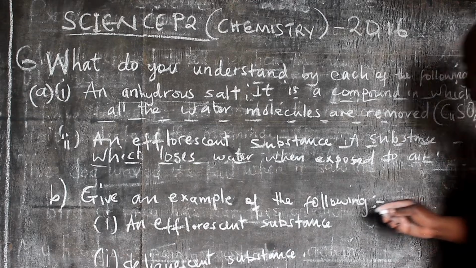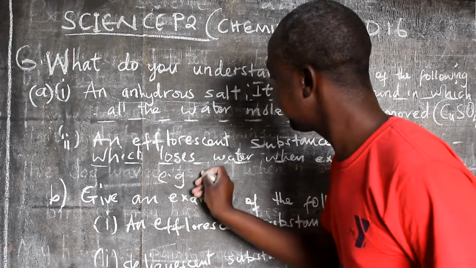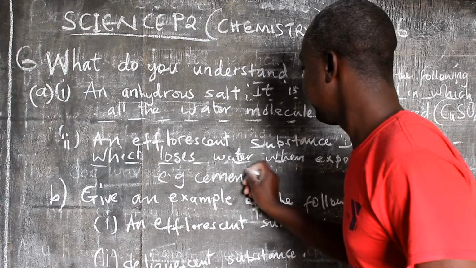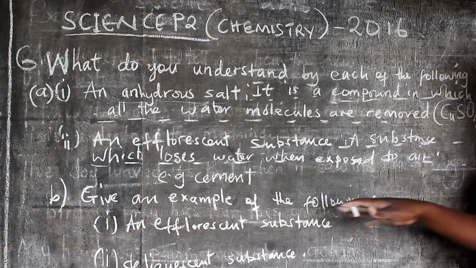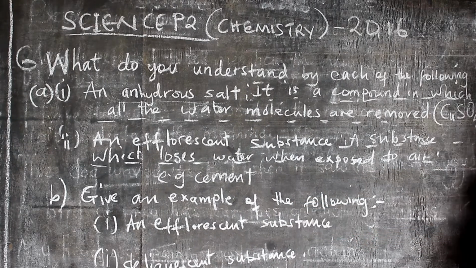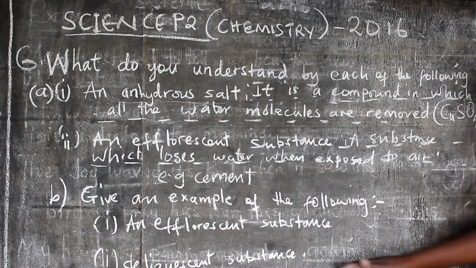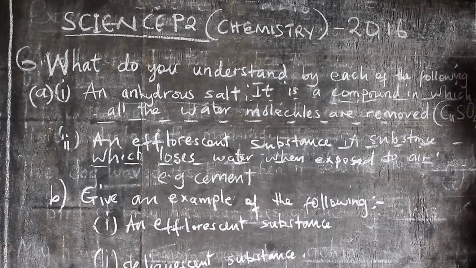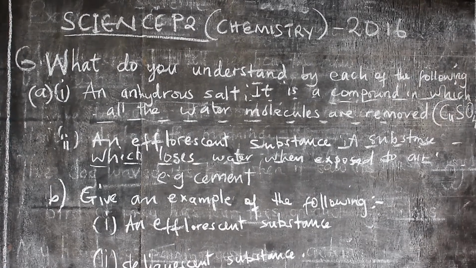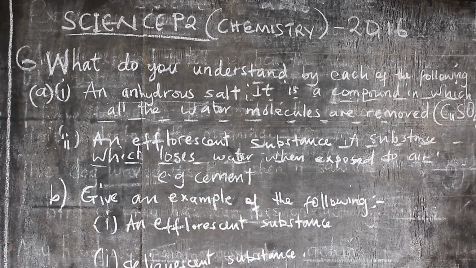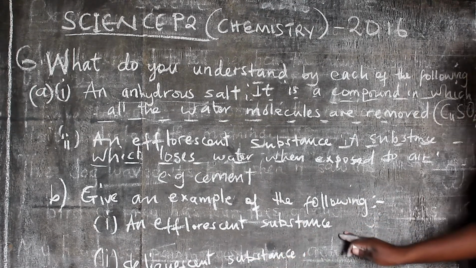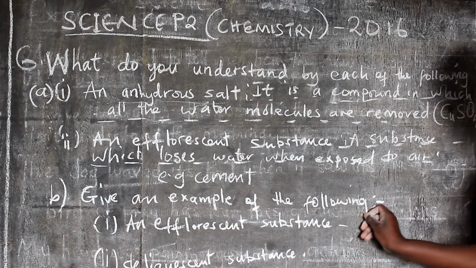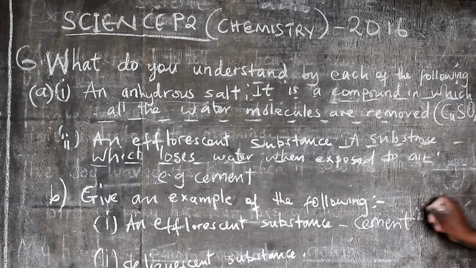An example I can give you is cement. Cement is one of the examples of an efflorescent substance. In fact, this question will come in B, where we are asked to give an example of an efflorescent substance. So I'll give you more examples about efflorescent substances. So let's go to question B. Give an example of the following. An efflorescent substance. Like I said, cement is one of the examples we can give.